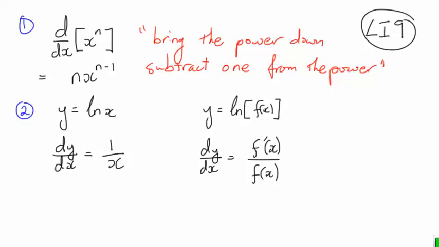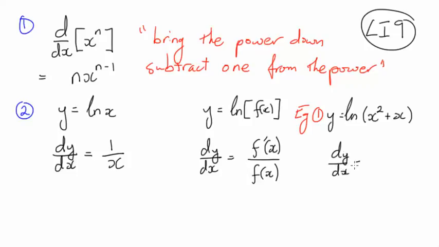I'll give you an example of that because that looks a bit abstract there. Let's do an example. Examiners love doing these ones because they trip people up. If I have the natural log of x squared plus x, and that's my function, well, the derivative is the diff of that, so that's 2x plus 1, over the original function, which is x squared plus x. Notice that the natural log completely disappears. Diff over the original. That's how I remember it.